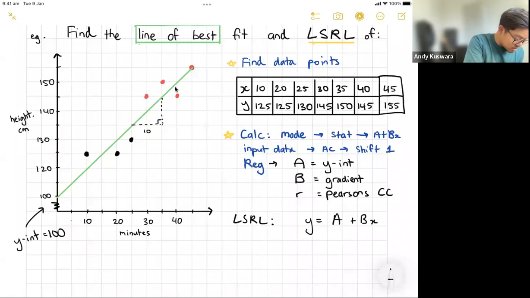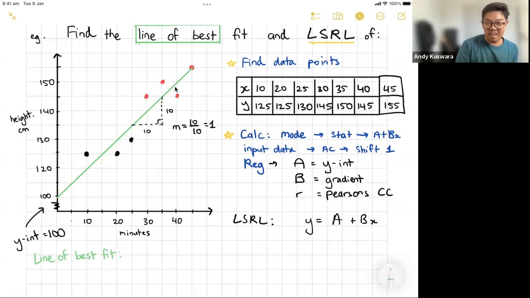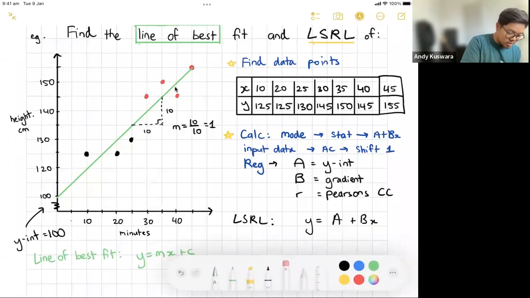And the rise from there to there, 135 to 145, is 10 as well. So that means the gradient here, in this case, is 10 over 10, rise over run, which also equals 1. Okay, so if you wanted to give the line of best fit an equation, which you don't have to unless they ask, they'll often just ask you to draw it. But if they want the equation, we can see here that it's y equals mx plus c, because it's a straight line, but we know that the gradient we said was 1.